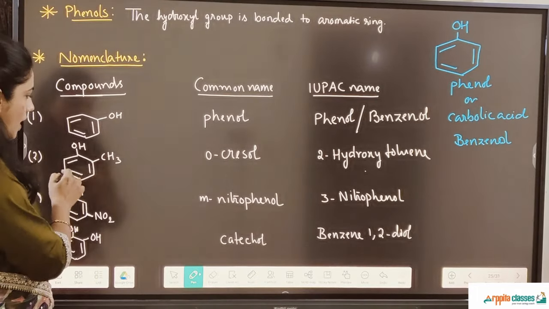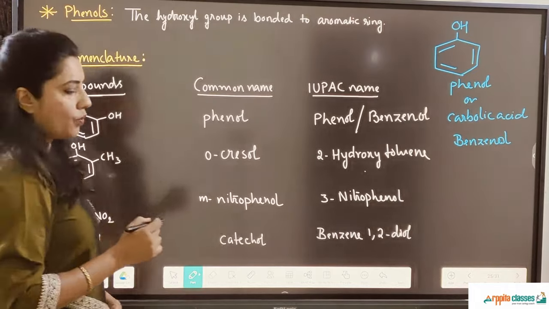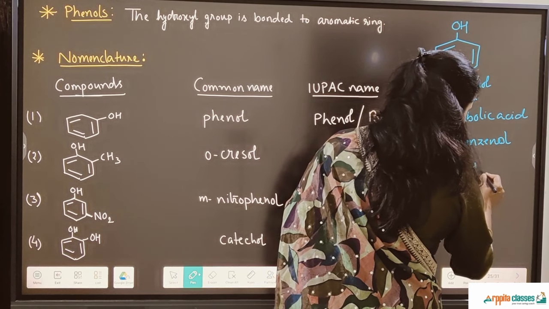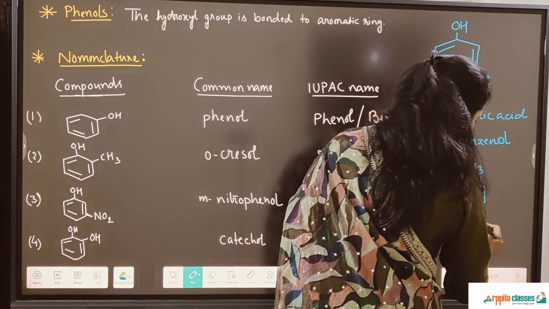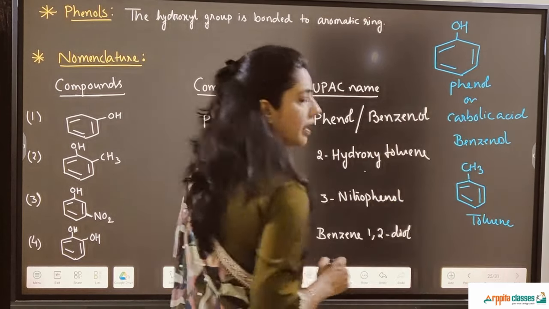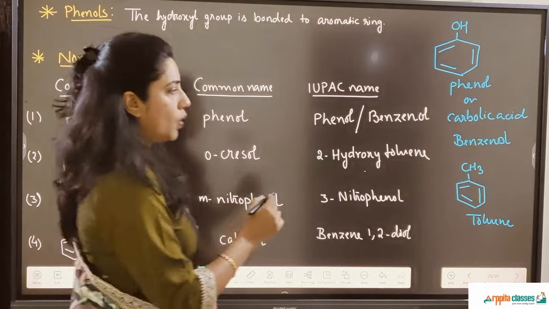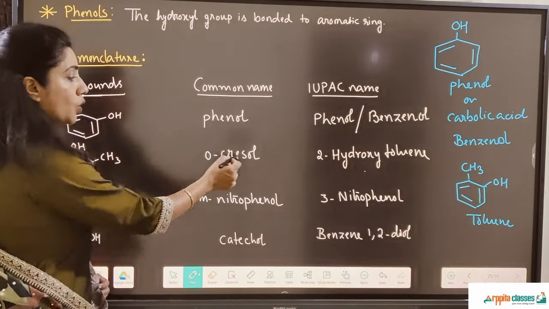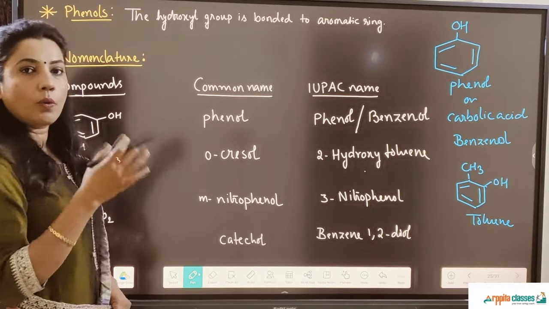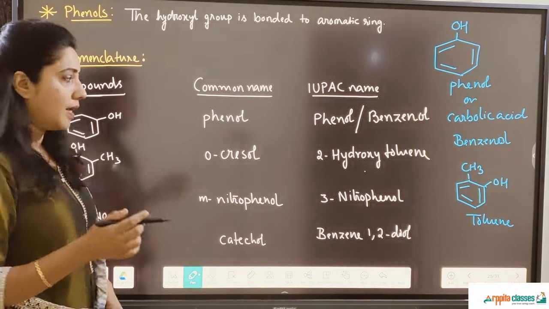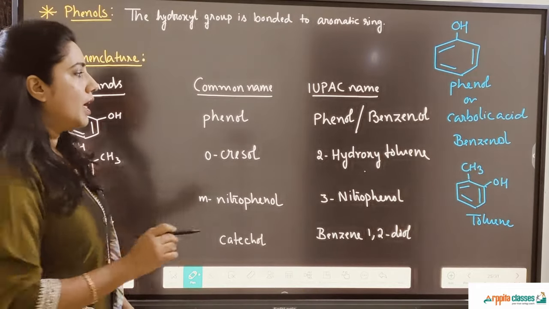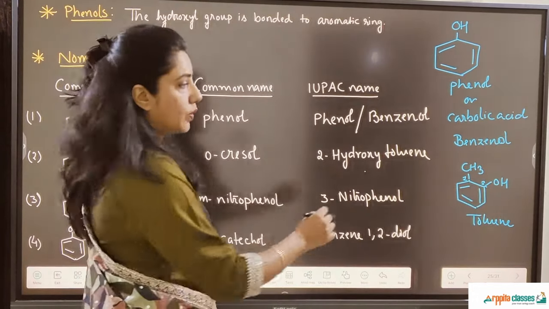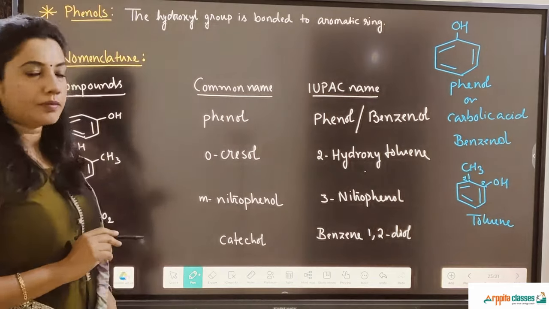Next one is phenol with a CH3 group attached to it. Whenever a CH3 group is attached to the benzene ring, the compound is called toluene. So the parent molecule here is toluene, and there is an OH group attached at the second position. When OH and CH3 groups are adjacent on the benzene ring, the common name is orthocresol, which we need to remember, and the IUPAC name is 2-hydroxytoluene. This is my first carbon and this is my second carbon.